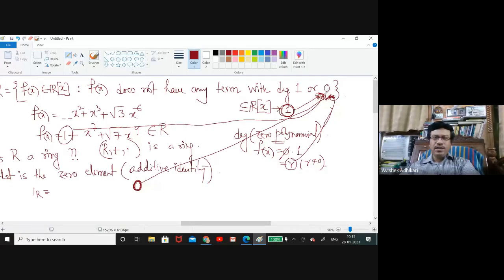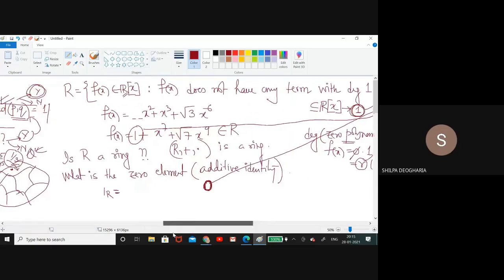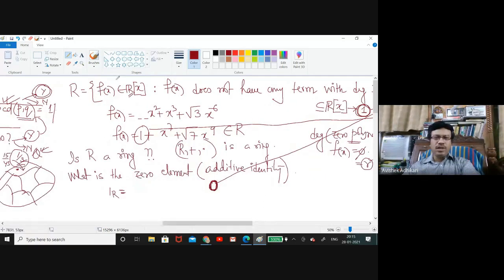So any other polynomial, if you multiply it with some other polynomial other than 1, is there any chance of getting back that polynomial? No, sir. So that means R is a ring without multiplicative identity, right? Is it clear to you now?